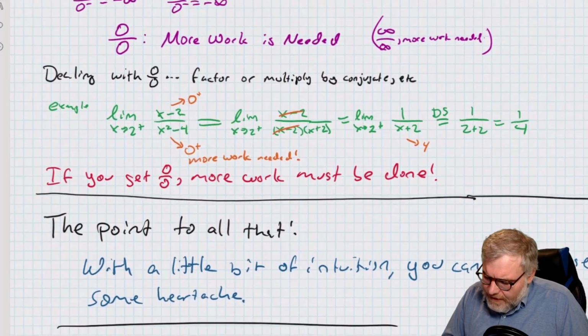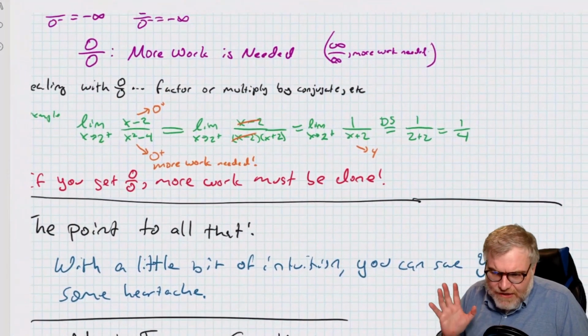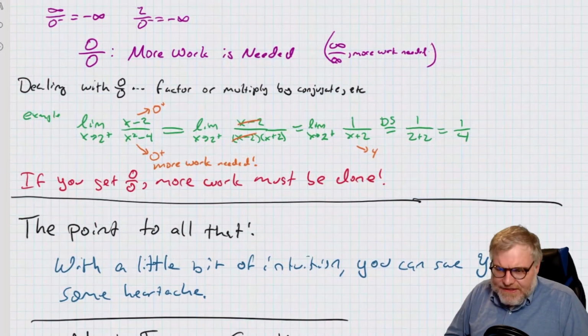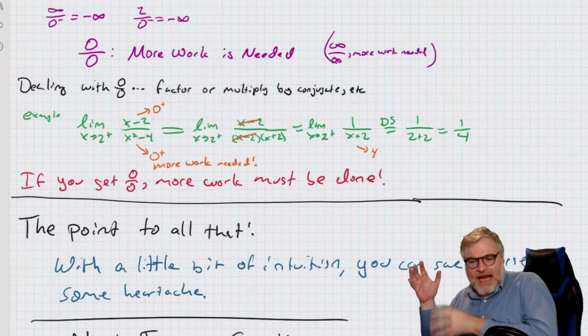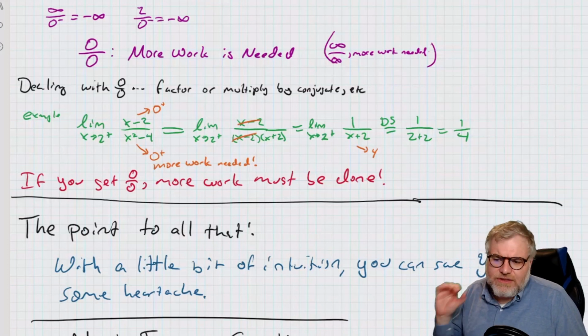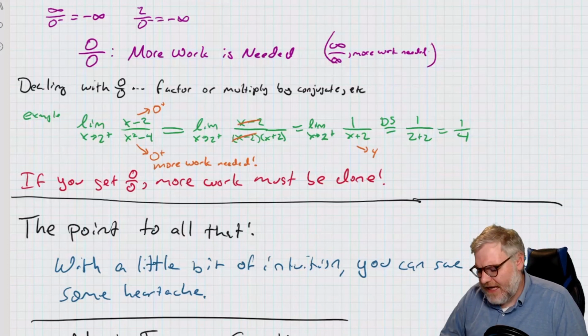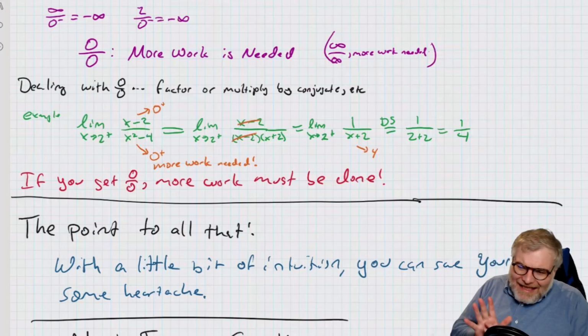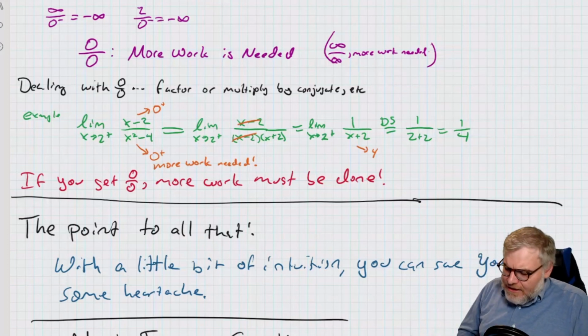So, with a little bit of intuition, you can save yourself some heartache. You don't need to do this thing on the WebAssign where you divide through by the highest exponent. You don't need to do all those things. You can just use some intuitive tricks to figure these things out. And those are legal, by the way. You may think, oh no, you have to prove it. A little intuition will go a long way in this course.